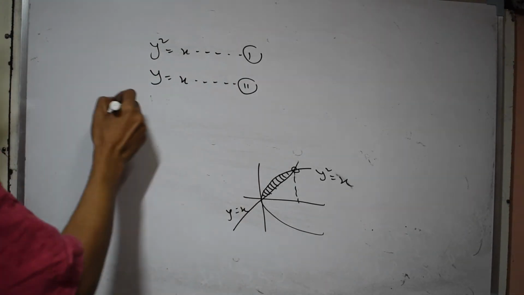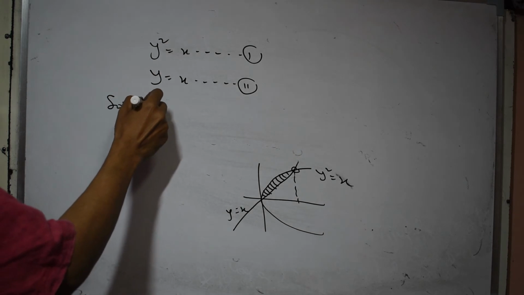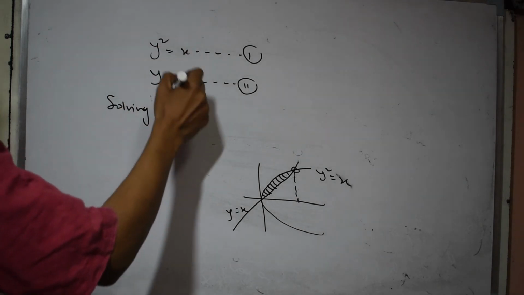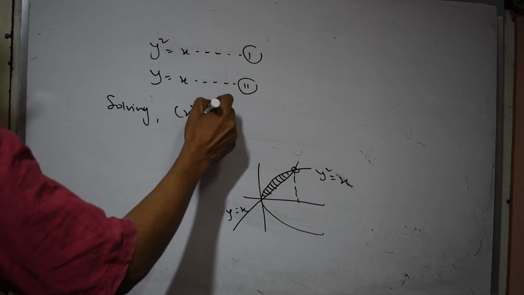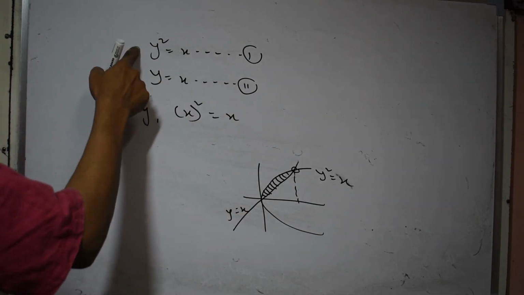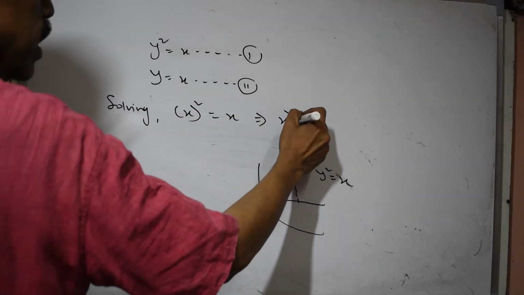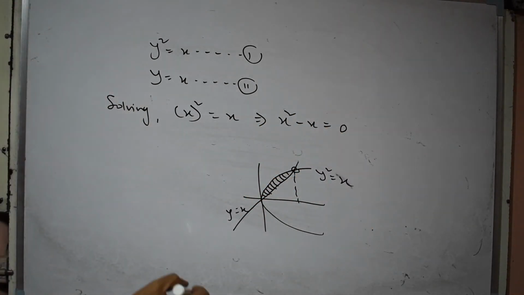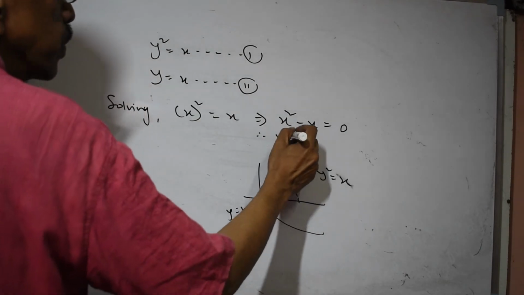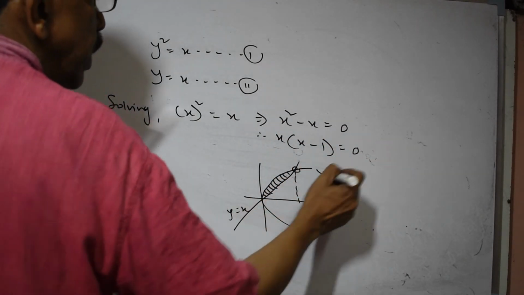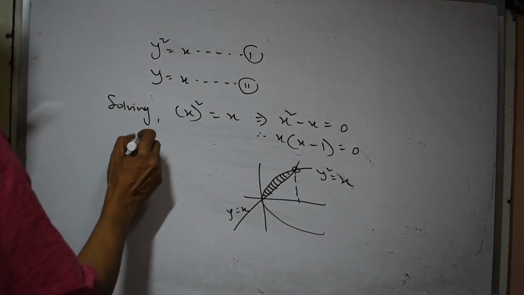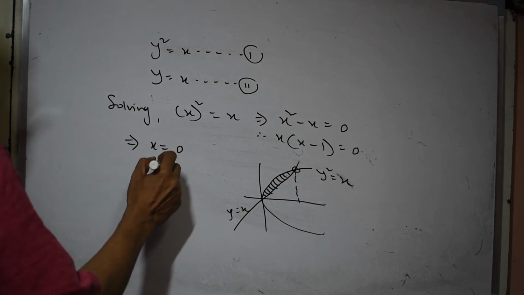Now let us solve. When you are solving, you are putting y as x, that is x square is equal to x, because putting the value of the second equation into this one. So x square minus x is equal to 0, and we can take x common instead of cancelling anything. So we have two values. One is x is equal to 0 or x is equal to 1.